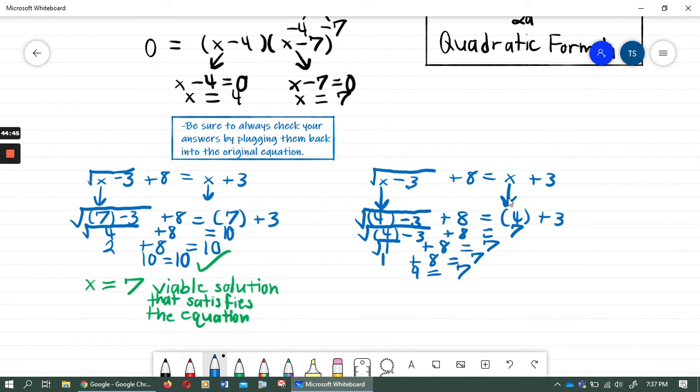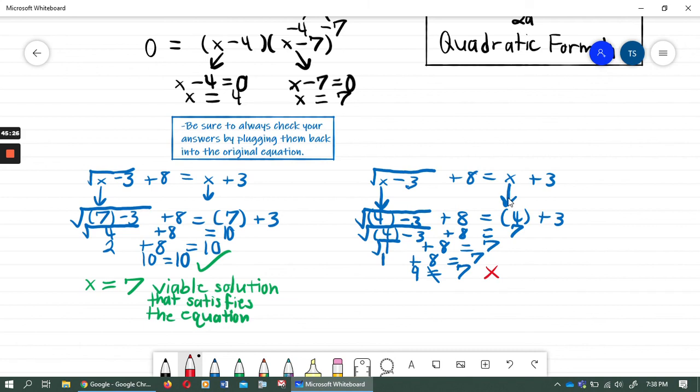Oh snap, y'all. What's up with that? 9 ain't equal to 7. 9 is definitely not equal to 7. Okay, folks. Alright, we have a failure here. Since we have plugged in that 4, guys, this is why we need to check our answers. Regardless, we need to check our answers anytime we're solving an equation. Plug your answers back into the original equation and check. You should always do that. Always, always.